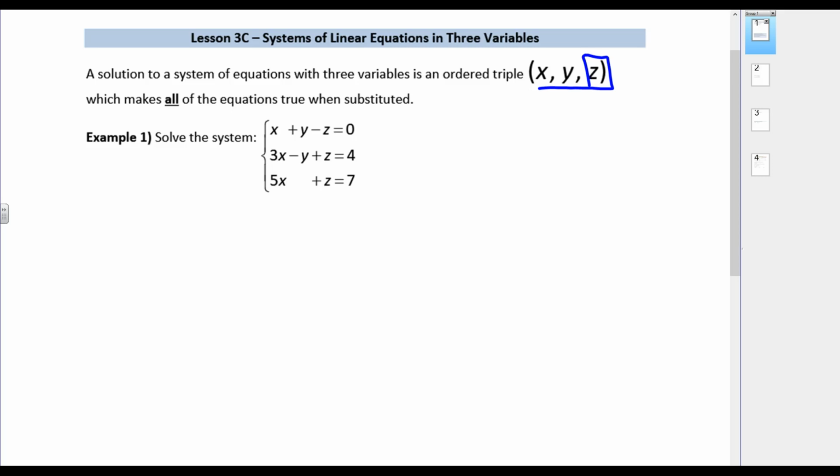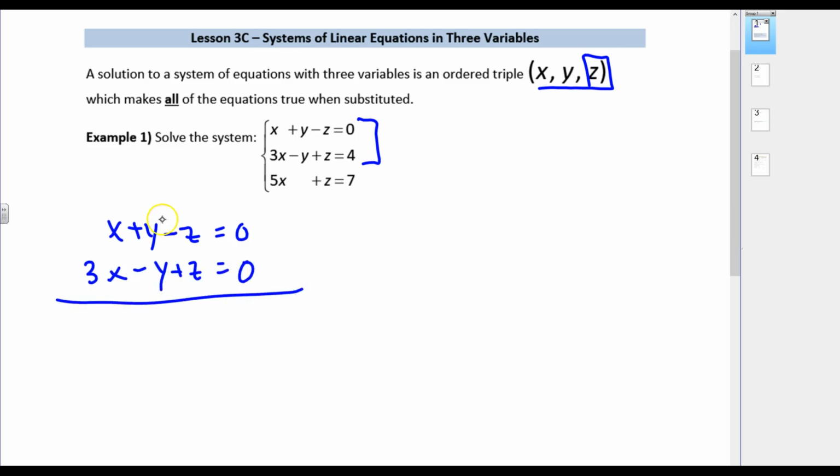Do you guys see how if I were to just simply add straight down on these first two right here, x plus y minus z equals 0 and 3x minus y plus z equals 4, if I were to add those together, the y's and the z's will cancel out. Sorry, that should be equals 4. So I get that 4x is equal to 4, or x equals 1.